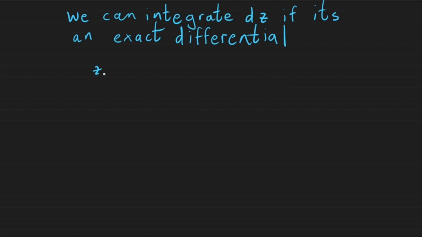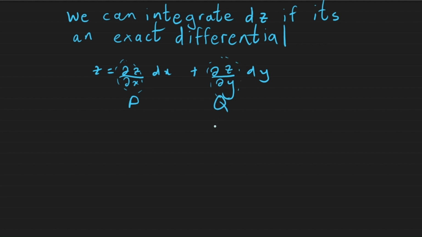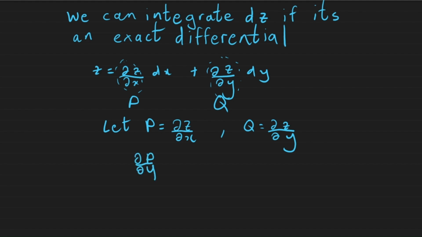So our function dz is equal to dz/dx dx plus dz/dy dy. What we do is call this first derivative P and this derivative with respect to y Q. So we let P equal dz/dx and we let Q equal dz/dy. We now find the derivative of P with respect to y. So what we're going to find is dP/dy is equal to the second derivative of z, initially with respect to x. Remember that now it's a second derivative with respect to y.